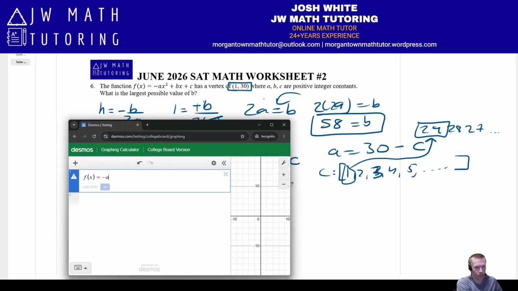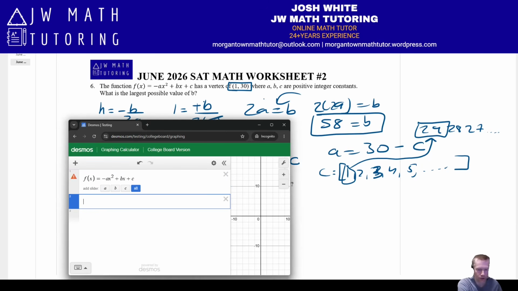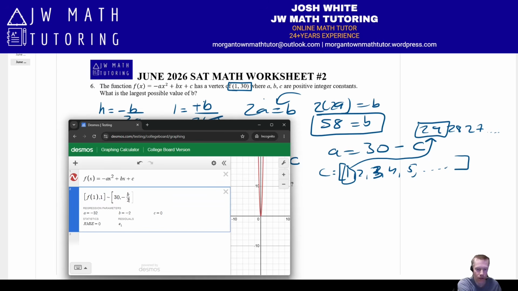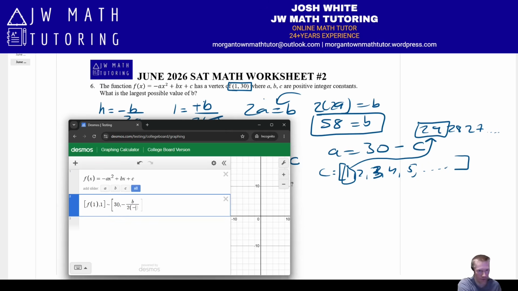So of course, step 1, type in our function. Step 2, we're going to do a regression, basically a system of equations. Okay, first piece of information we know: when we plug in 1 for x, we get 30 as an output, i.e. we know f of 1 equals 30. Okay, second piece of information we know: h, or 1, is equal to negative b over 2 times negative a.